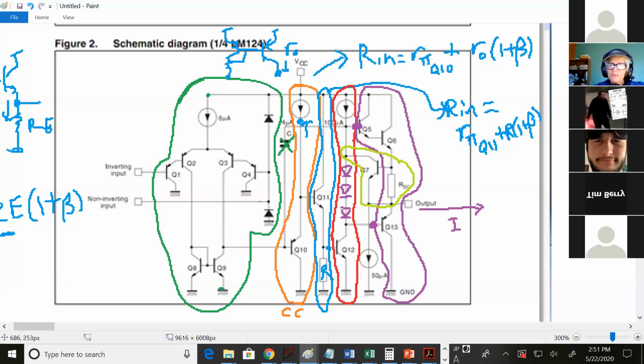Current goes through, instead of going into the base of Q5, it comes down and goes out here. And this one has this extra outlet right here, so it doesn't all go out the output on this one. The last one, it all went out the output, according to the schematic.